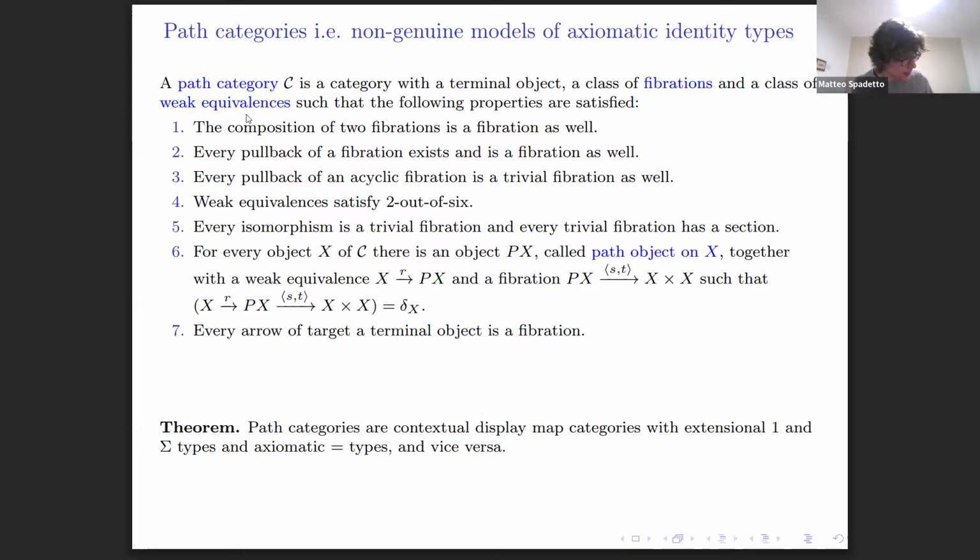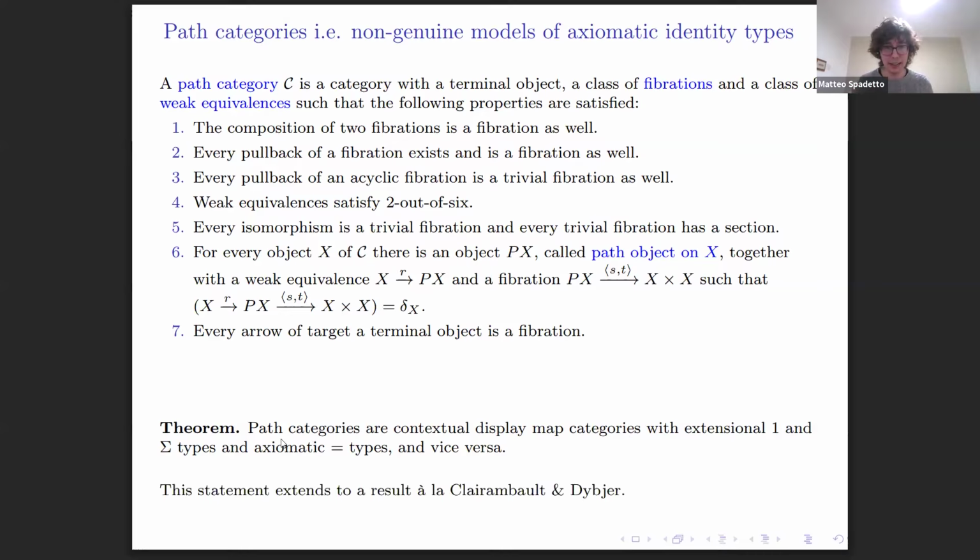So now I'll still have 15 minutes to say something more about this. I was saying path categories are contextual display map categories with extensional unit types and extensional sigma types and axiomatic identity types, and vice versa. If you have a display map category with such a structure, then it is equipped with the structure of a path category. So we see some correspondence between a homotopy theoretic formulation and a syntactic formulation.